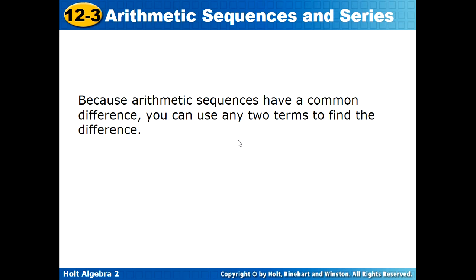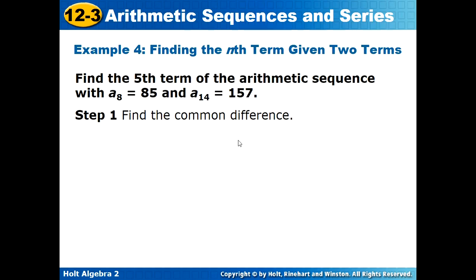Now, because arithmetic sequences have a common difference, you can use any 2 terms to find the difference. It doesn't have to be successive terms. So I want you to find the common difference, or find the nth term, given 2 terms. So let's say all I tell you is that the 8th term is 85 and the 14th term is 157.